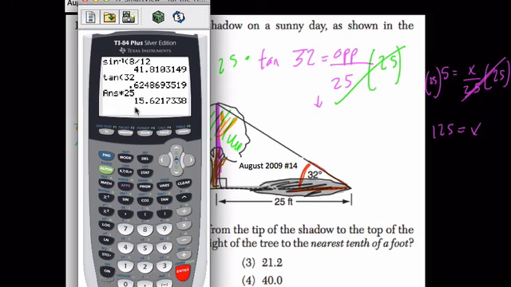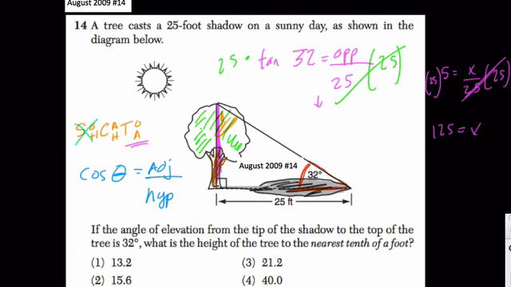So here that means that the height of the tree is about 15.62, and they want to know to the nearest tenth of a foot, so that's 15.6 feet tall. That's the height of this tree. Oh, and here's the answer here too. Thanks.